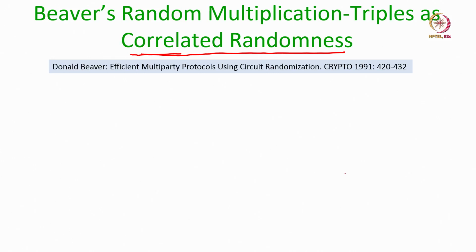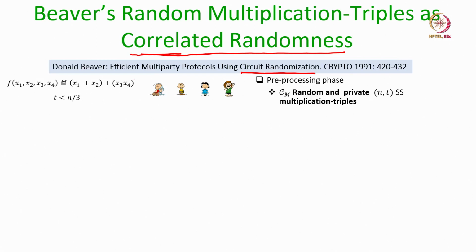So, this method is often called the Beaver's circuit randomization method, and to demonstrate the process I take this simple circuit where I have an addition gate and a multiplication gate. We will be in the setting t less than n over 3. So, in the pre-processing phase, what exactly is the raw data that parties will generate?